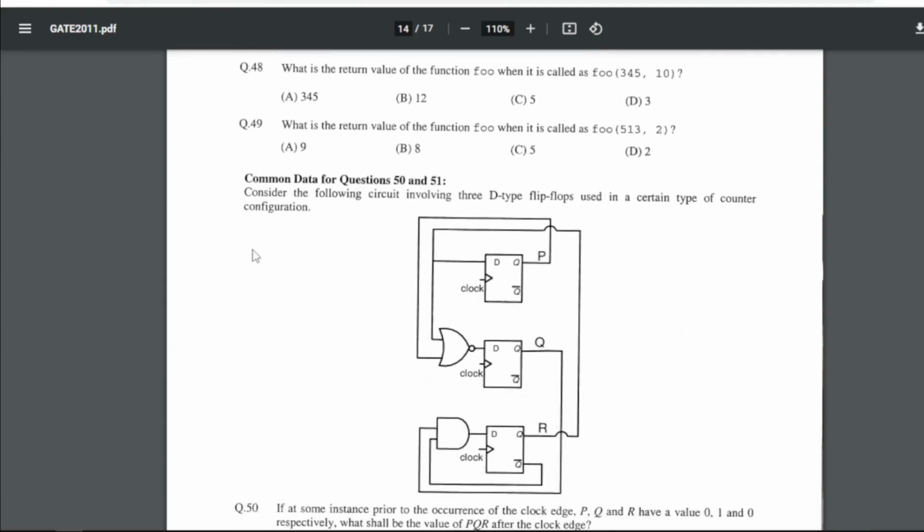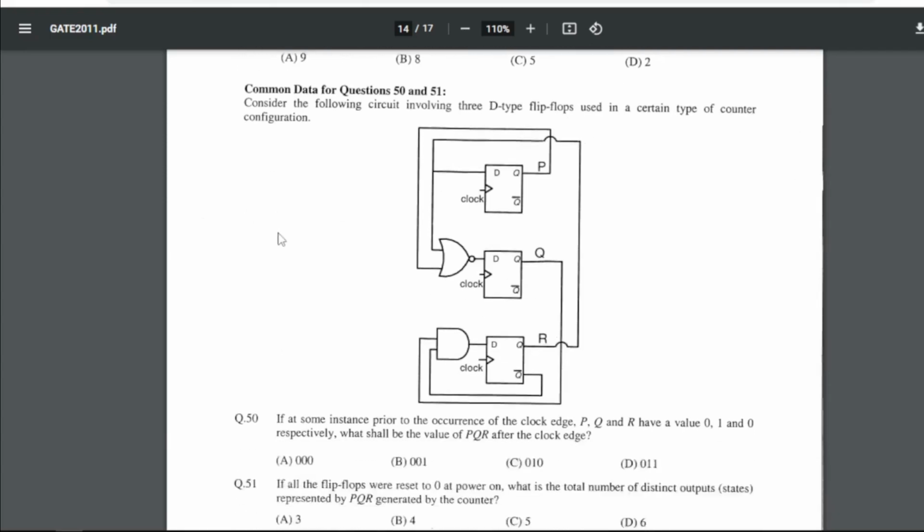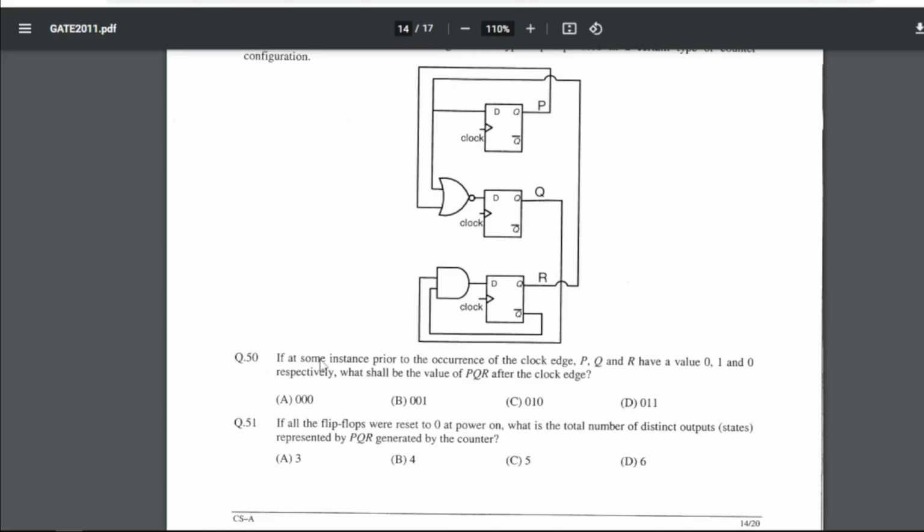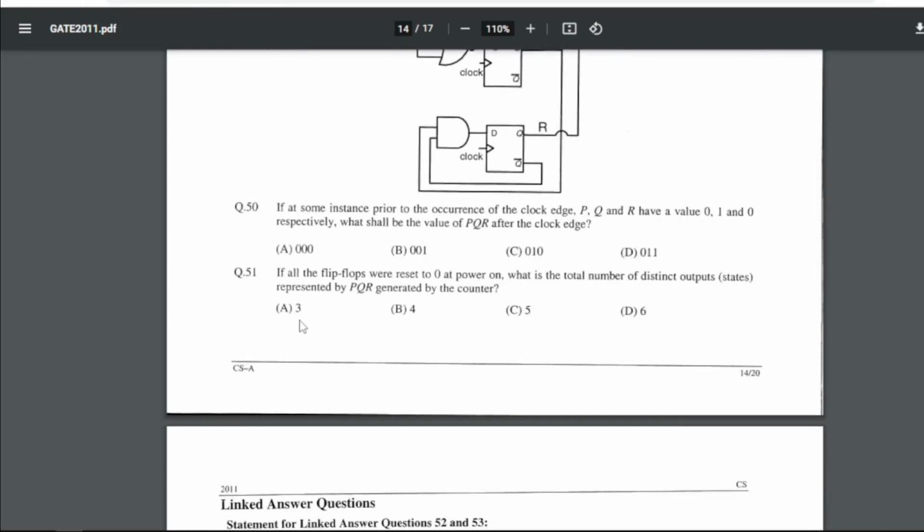Now 50 is consider the following circuit involving 3 D type flip-flops used in certain type of counter configuration. So this is the figure. 50 is if at some instance prior to the occurrence of the clock edge, PQ and R have a value 0, 1 and 0 respectively, what shall be the value of PQR after the clock edge? So in that case, for 50, our answer will be D, that is 0, 1, 1. Now 51 is if all the flip-flops were reset to 0 at power on, what is the total number of distinct output states represented by PQR generated by the counter? So for 51, our answer will be B, that is 4.